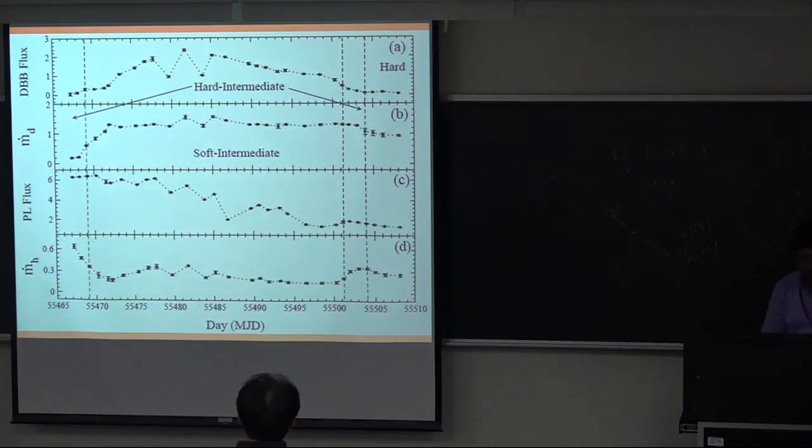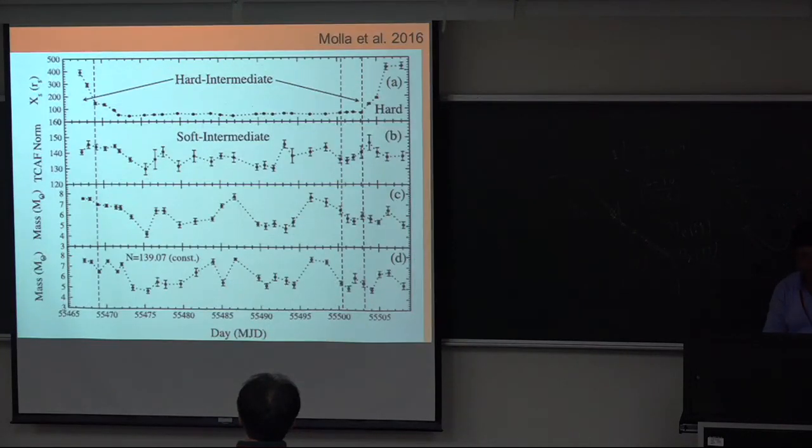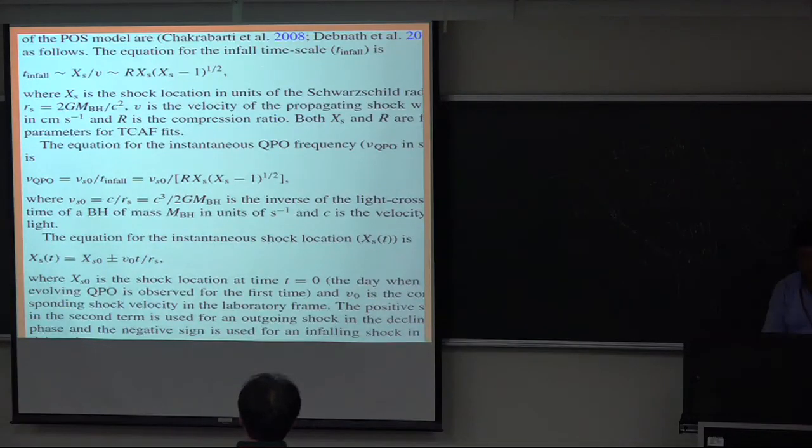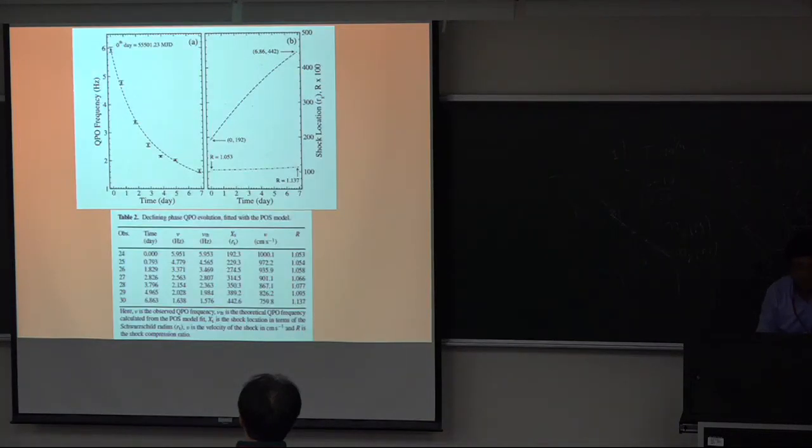This is accretion of the disk, accretion of the halo. I already discussed this: x by v, and how to calculate the interval time and get the two-way frequency. Okay, I already discussed.